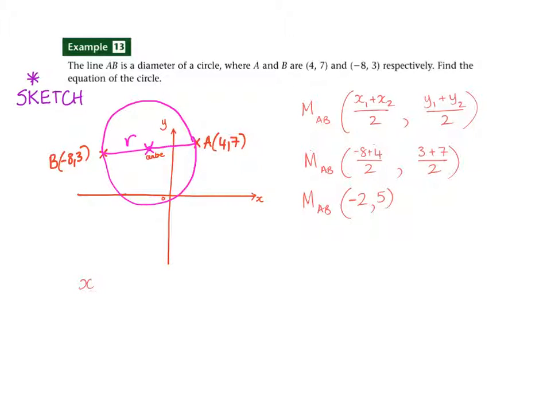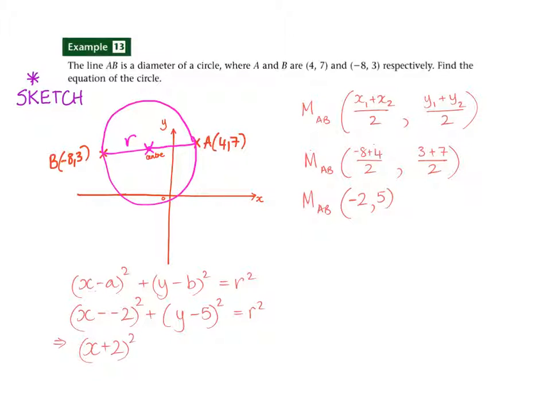So if we use our standard equation, x minus a all squared plus y minus b all squared equals r squared, we can put our centre in, so x minus minus 2 all squared plus y minus 5 all squared is equal to r squared. So we've got the first part of it: x plus 2 all squared plus y minus 5 all squared. So we've just got to find out what r is. So r is equal to a half of AB.